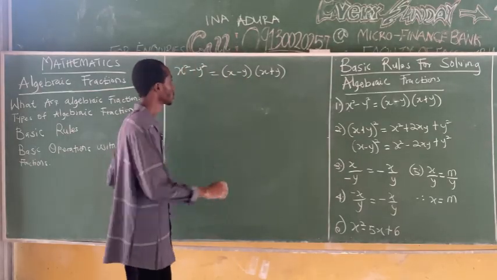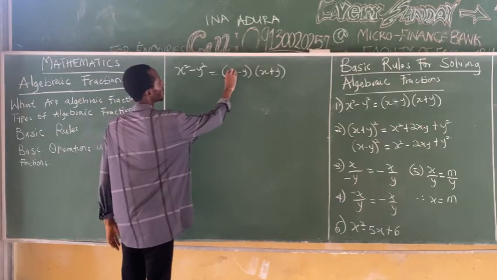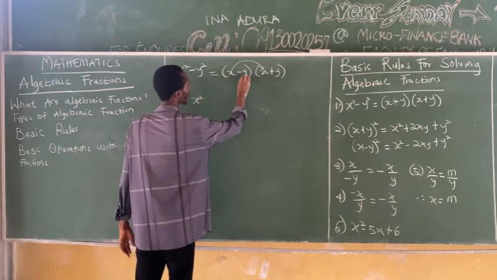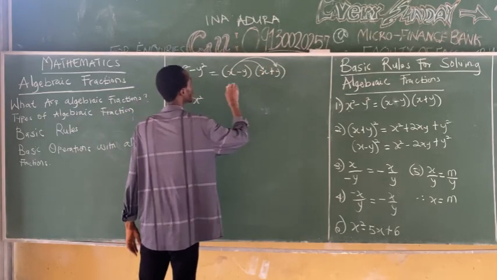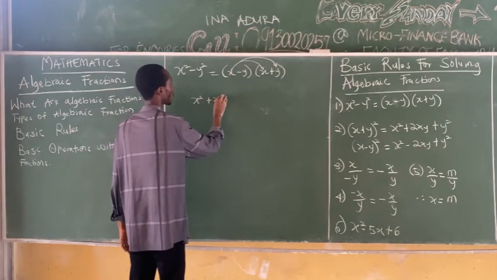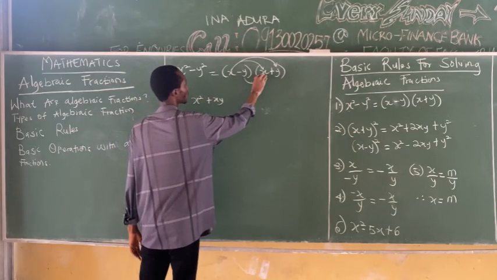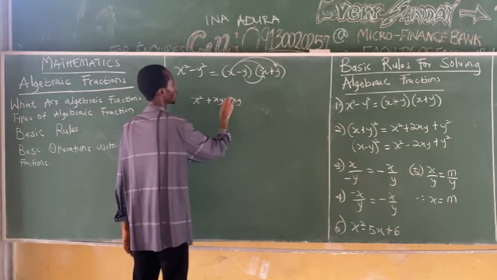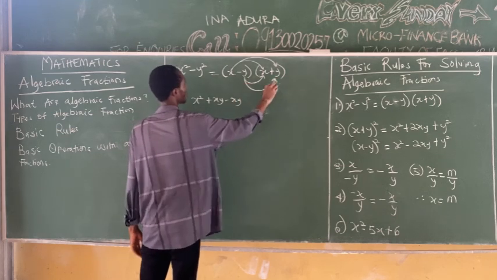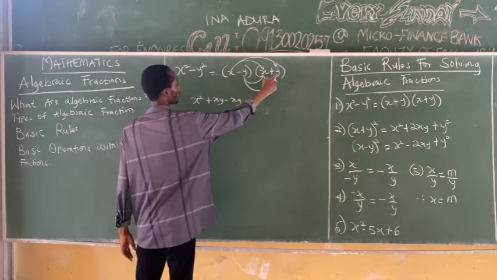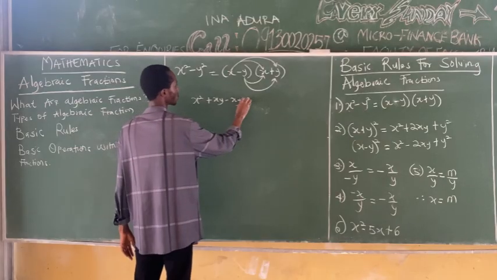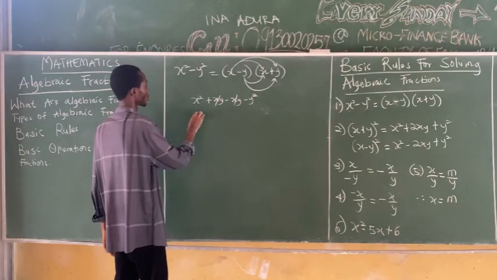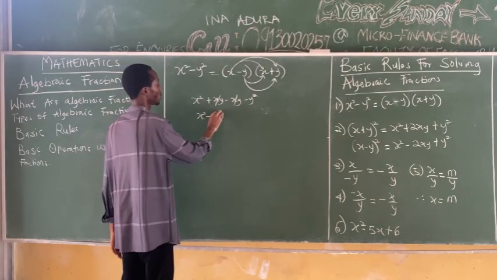Let's check if it's correct. Here you have, this multiplies this, you have x squared. This multiplies the second term, you have plus xy. Minus y will multiply the first term, which is plus x. You're going to have minus xy, and minus y will multiply plus y to give us what? Minus y squared. Now this would cancel this. We're left with what? X squared minus y squared.